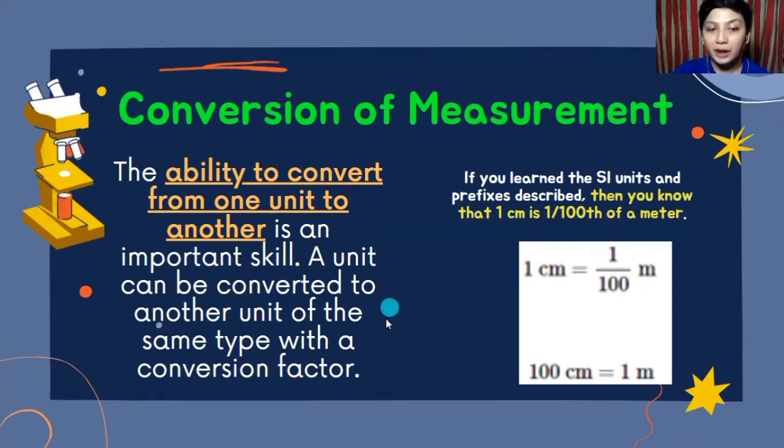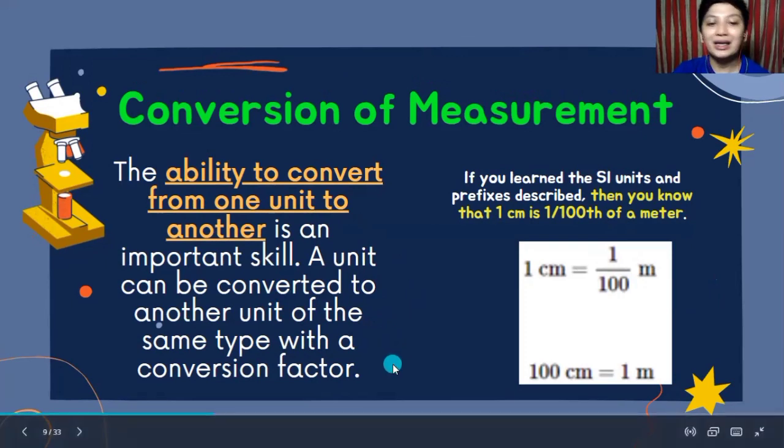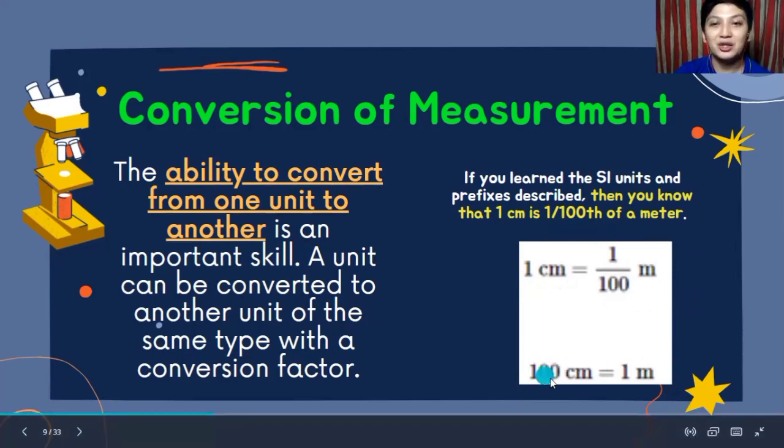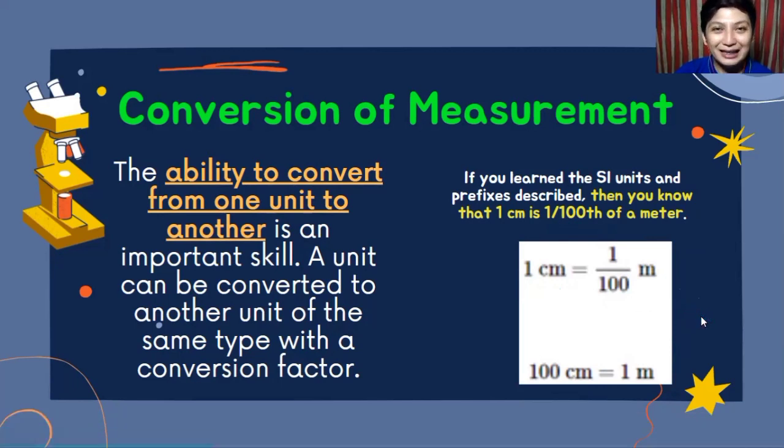A unit can be converted to another unit of the same type with a conversion factor. So this is an example of it. If you learn that SI units and prefixes describe, then you know that 1 centimeter is 1/100 of a meter. It's like this one. 1 centimeter is equal to 1/100 meter. So meaning to say, in 100 centimeters, there is only 1 meter. Right? The word centi has 2 zeros. So in 1 meter, which is the base unit, it has the equivalent of 100 centimeters.